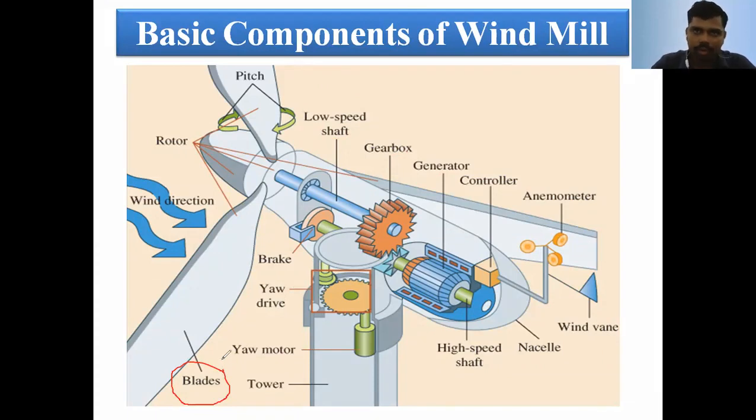Generally, most windmills have either a 2-blade or 3-blade mechanism. In windmills, the blades are classified as monoblade, that is a single blade system, 2-blade system, and 3-blade system. Preferably, in wind power generation, the 3-blade mechanism is preferred.